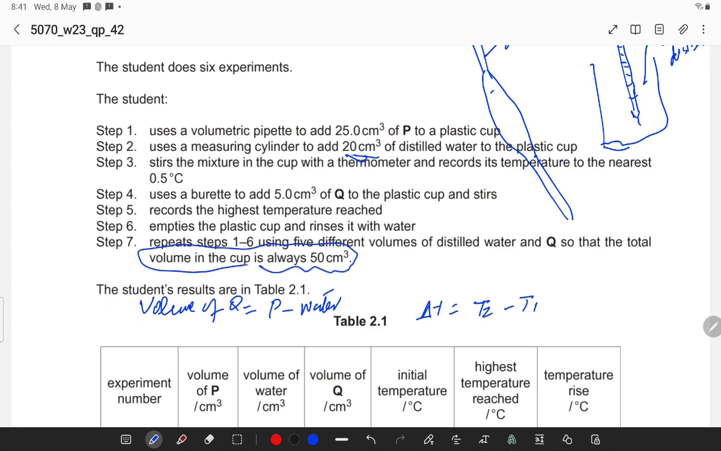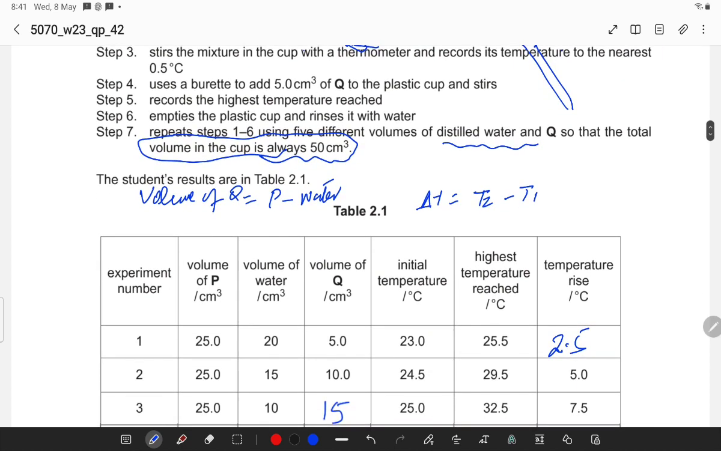This is a very important point. The total volume should be 50 centimeter cube: the volume of distilled water, the volume of Q and the volume of P should total 50 centimeter cube. In experiment number 1, 25 centimeter cube volume of P, 20 of this, and this is equal to 50 centimeter cube. This is also equal to 50 centimeter cube.